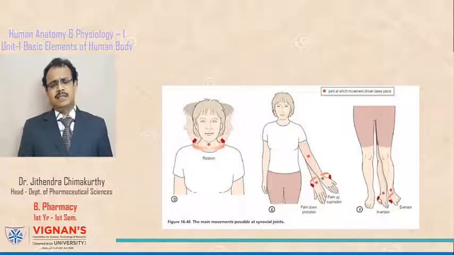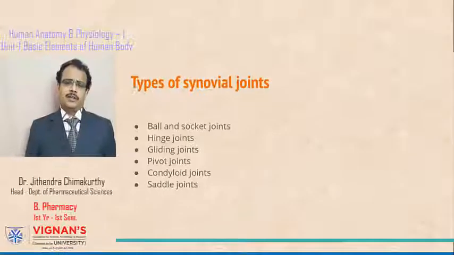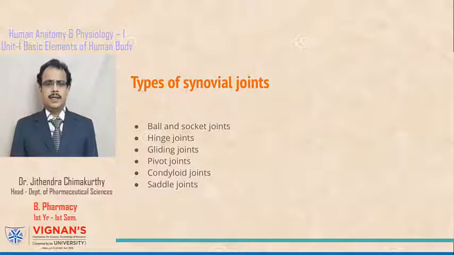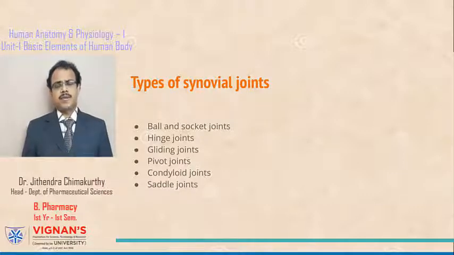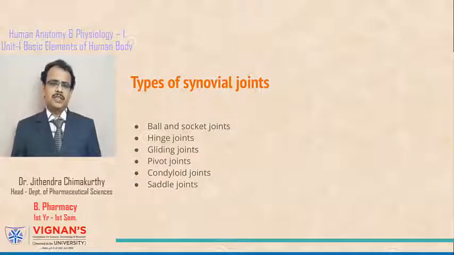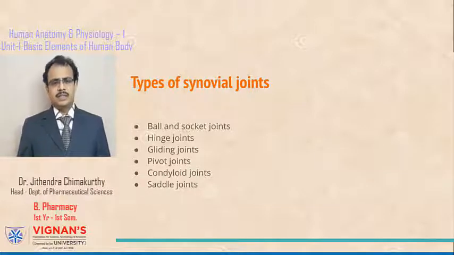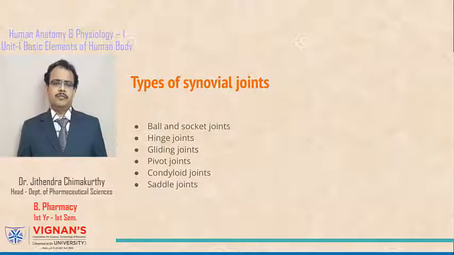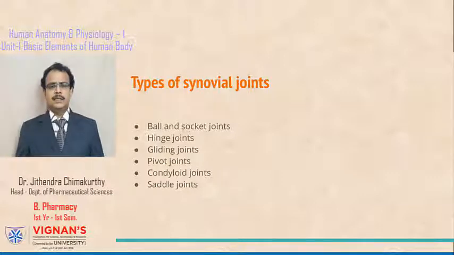Now let's see various examples of synovial joint. There are 6 different types of joints. They are the ball and socket joint, hinge joint, condyloid joint, pivot joint, saddle joint, and gliding joint. Now let's see them in detail.